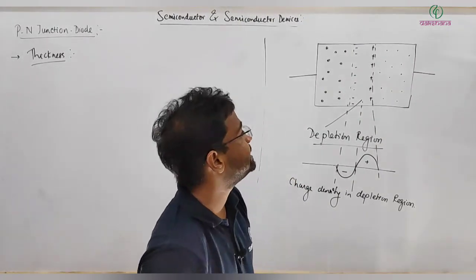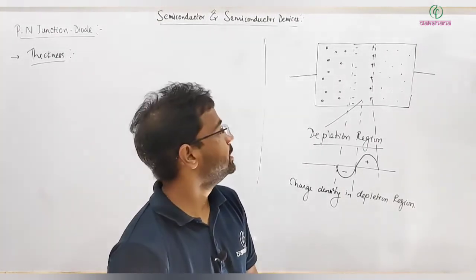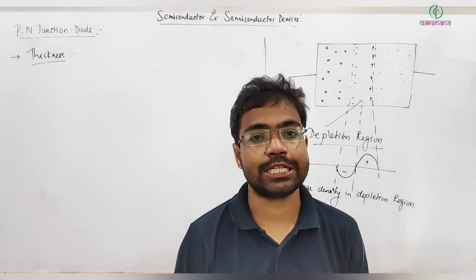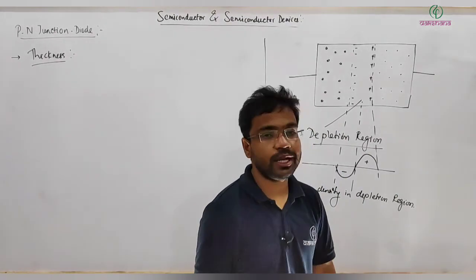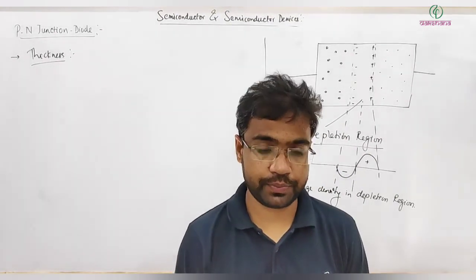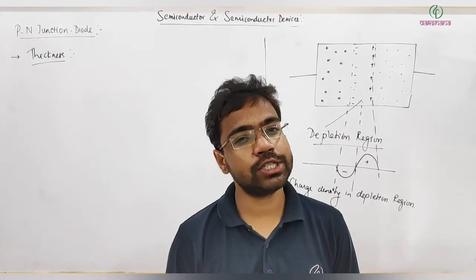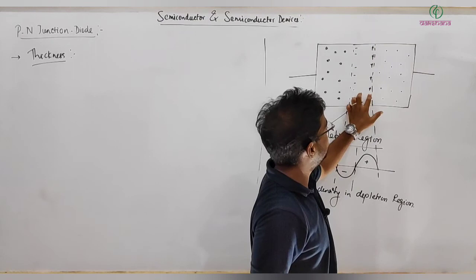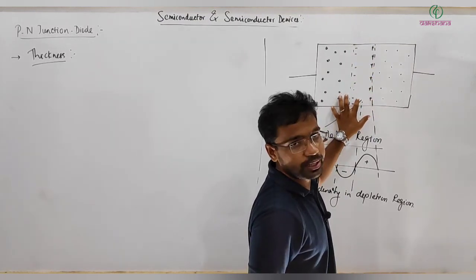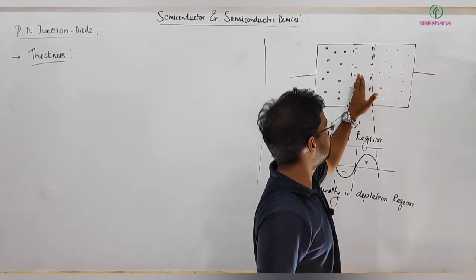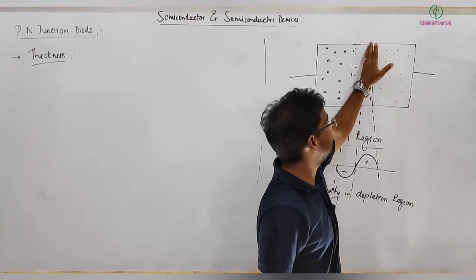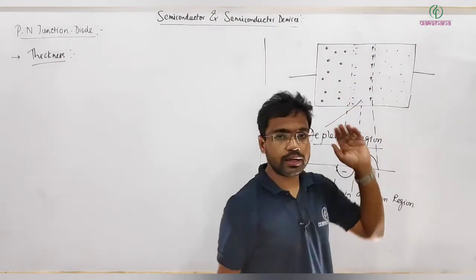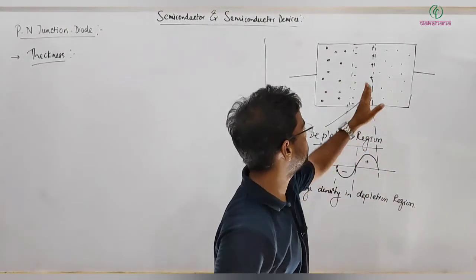Actually the thickness depends on the doping concentration. Let's say the p-type and n-type are highly doped. In that situation the density of n-type will be high and the density of p-type will be high, so they will diffuse to this side and to that side. Even from this small region, electrons are diffusing from the p-type.